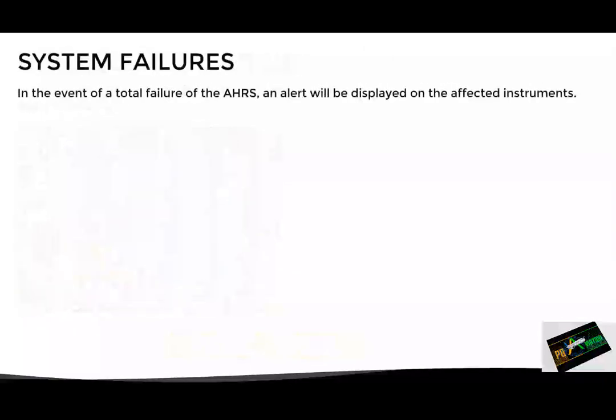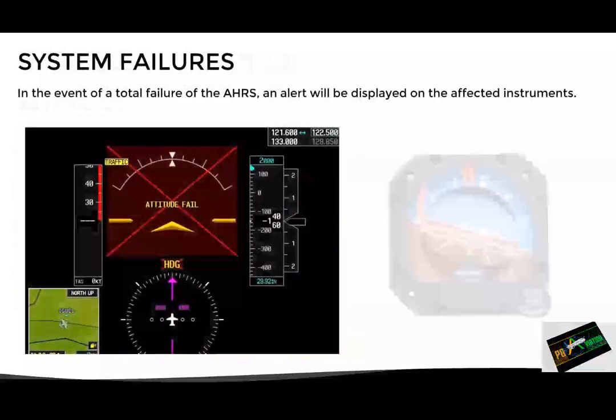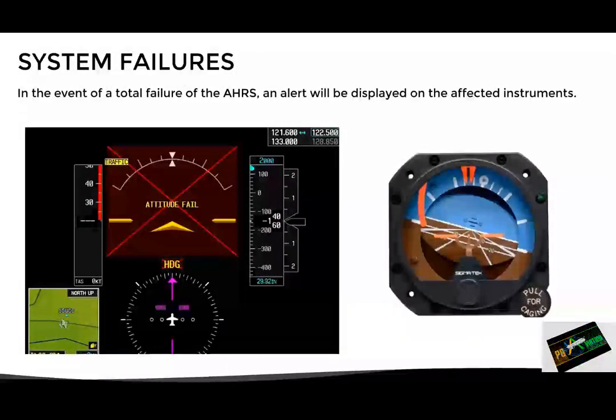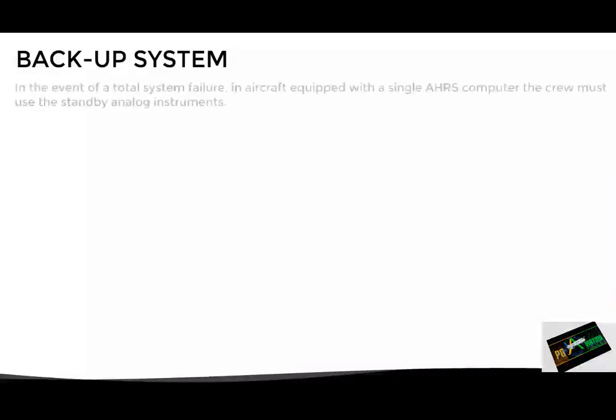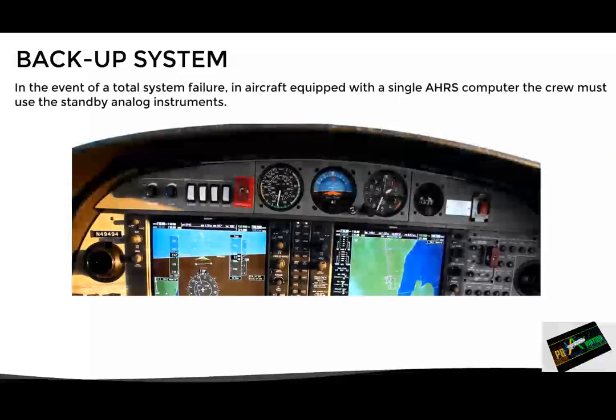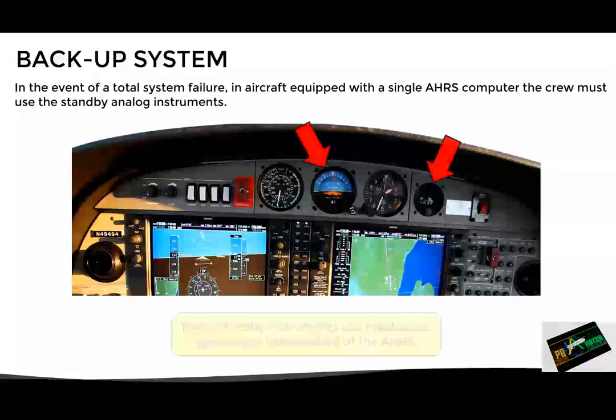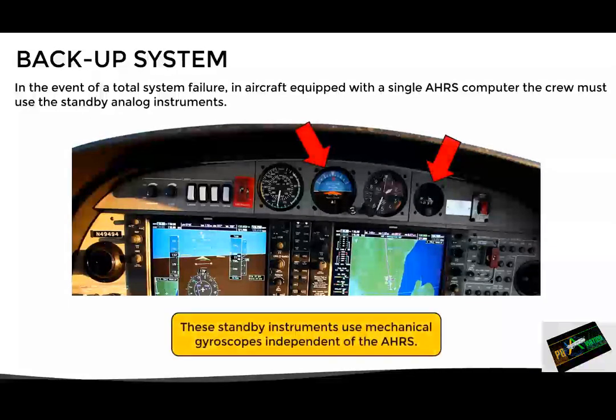Now, in the event of a total failure of the AHRS, an alert will be displayed on the affected instruments, as we can see here. In this situation, in aircraft equipped with a single AHRS computer, the crew must use the standby analog instruments. These standby instruments use conventional mechanical gyroscopes independent of the AHRS sensors, so they are not affected by the failure of the unit.